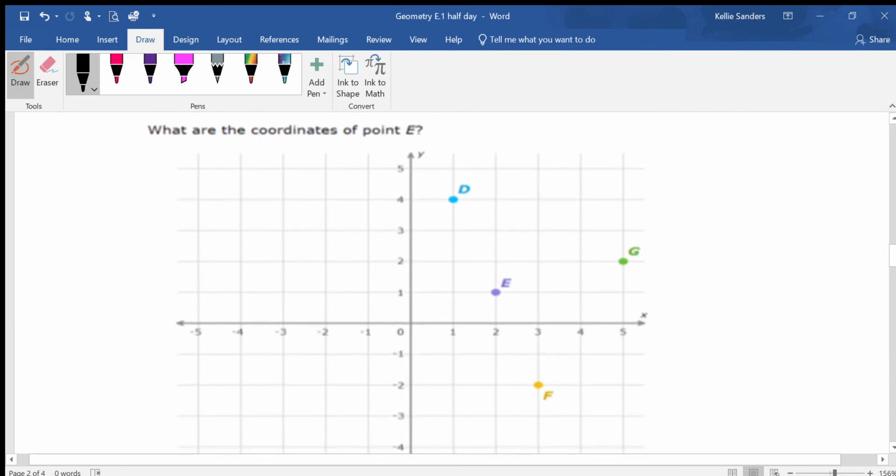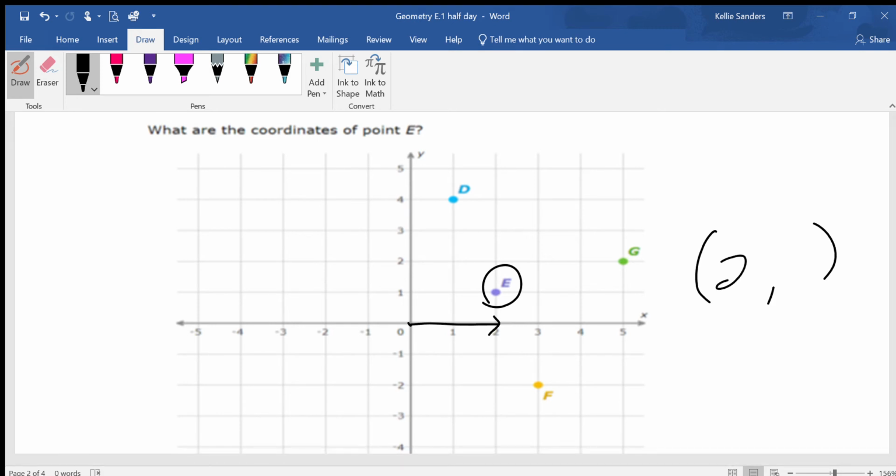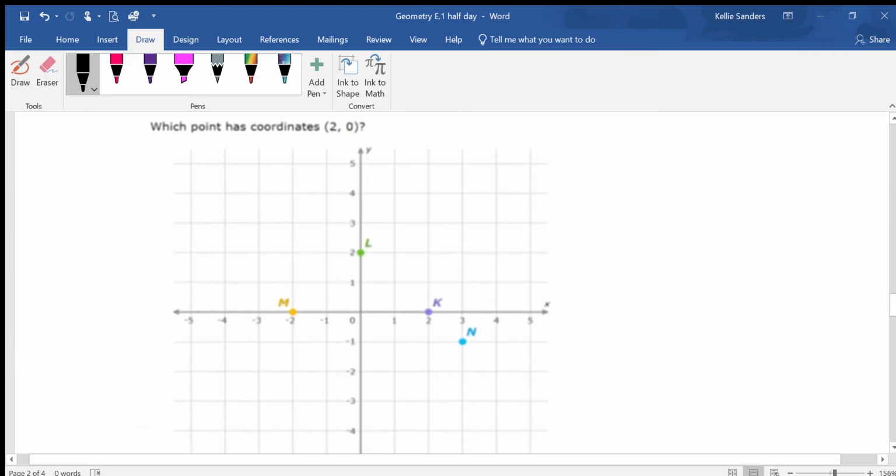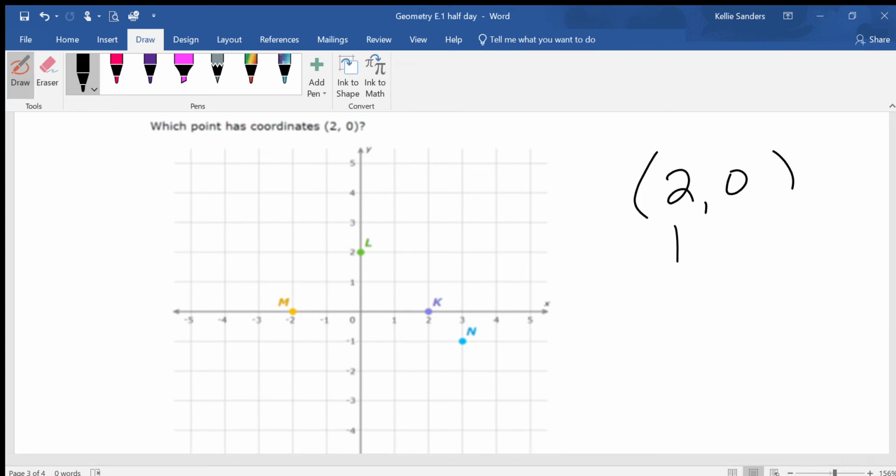What are the coordinates of point E? +2, +1. Which point has coordinates at 2, 0? So we're going to go right 2, and we're going to go up 0. So right 2 and up 0. So it's going to be K.